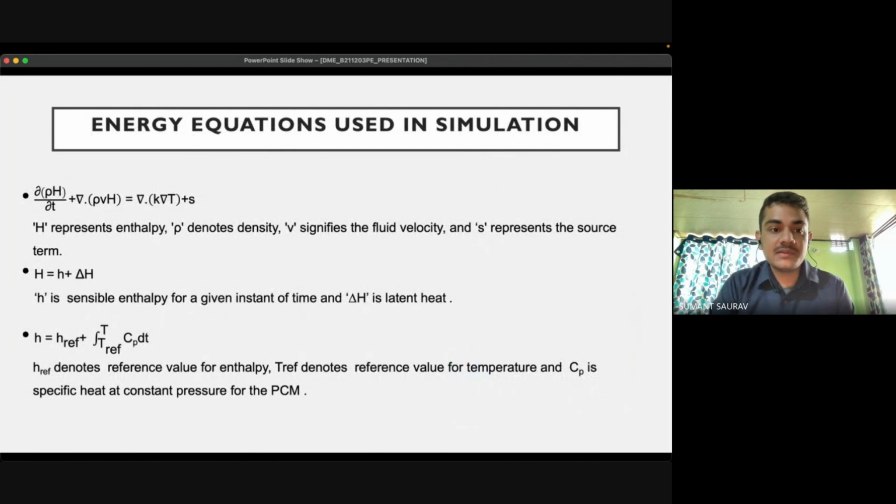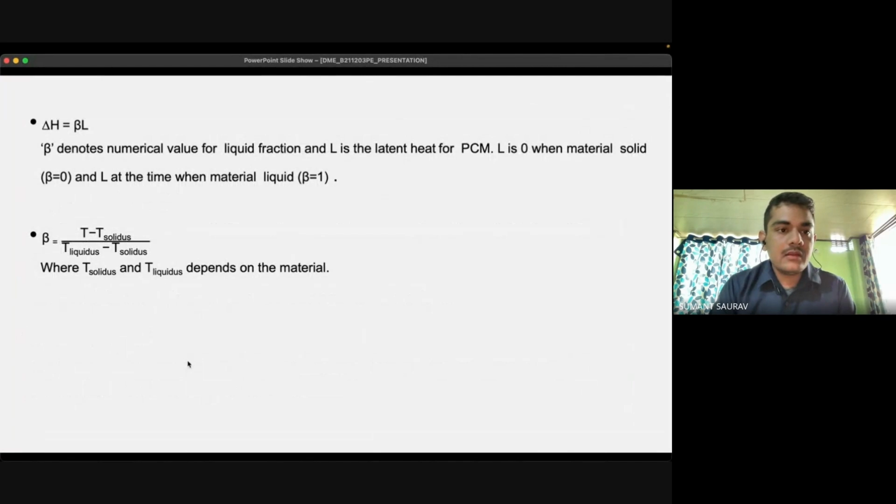Energy equations used in simulation. These are the equations that we have used in the simulation. Here H represents enthalpy, ρ denotes density, V signifies the fluid velocity, and F represents the source term. h is sensible enthalpy. Here beta denotes the liquid fraction and L is the latent heat for the PCM. L is 0 when the material is solid, and when the material is liquid, beta equals 1.